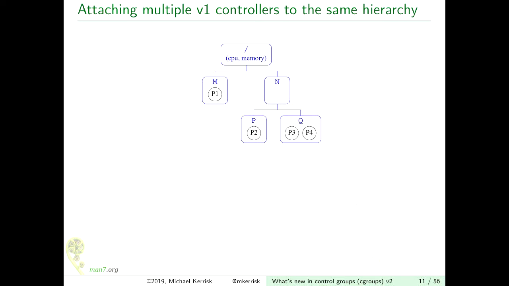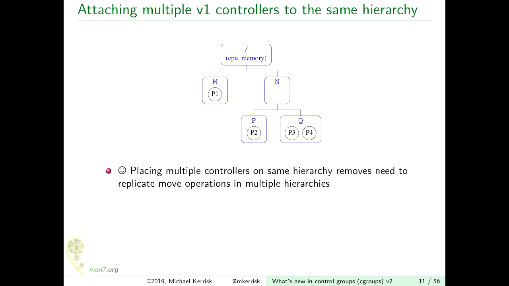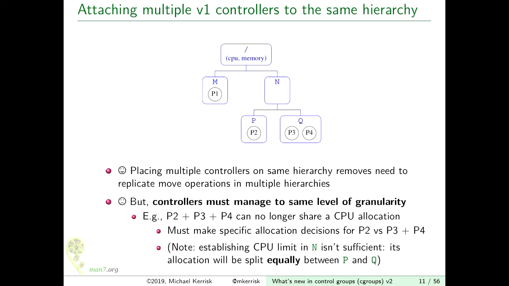Okay, the converse approach is we can bind multiple controllers against the same hierarchy. So here we've got a hierarchy with CPU and memory both attached to the same hierarchy. The advantage of this approach is if we want to move a process to another cgroup, we just do it once. Okay, there's only one hierarchy involved. The disadvantage is we no longer have differing levels of granularity of our control.